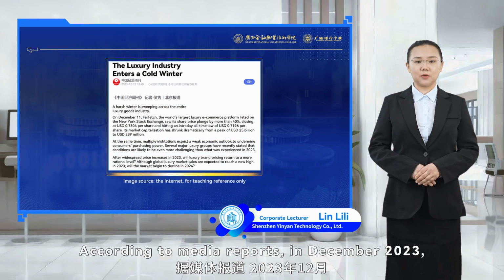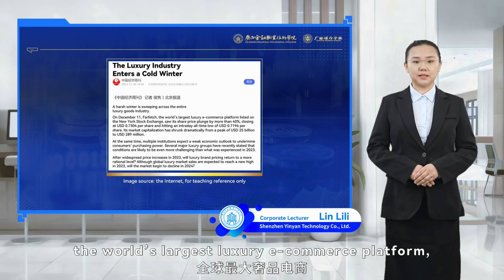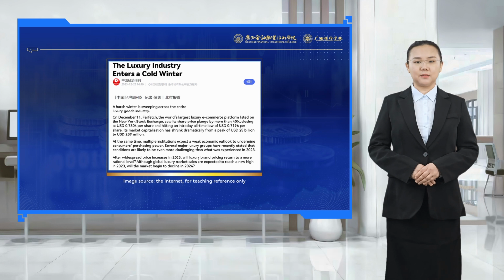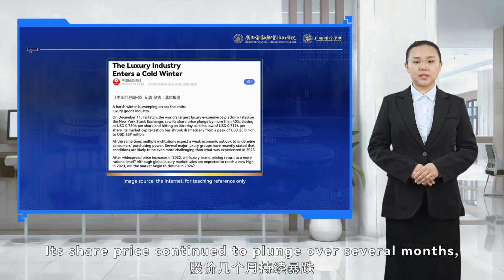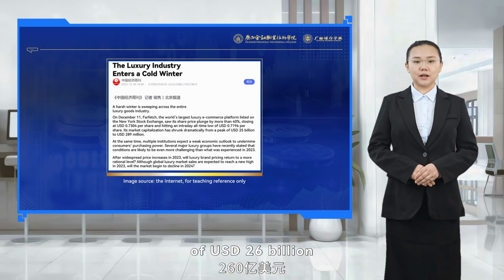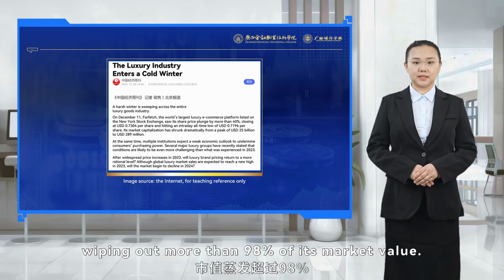According to media reports, in December 2023, the world's largest luxury e-commerce platform, Farfetch, faced a bankruptcy crisis. Its share price continued to plunge over several months, collapsing from a peak market capitalization of $26 billion to just $250 million, wiping out more than 98% of its market value.